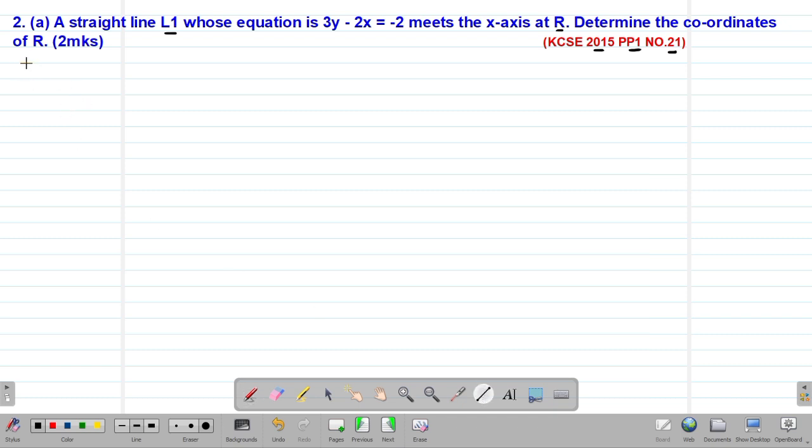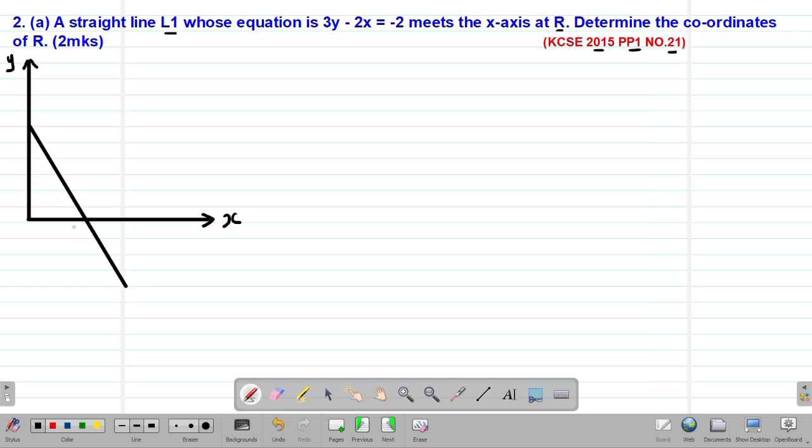So the first thing I'm going to do is to sketch the given information. Of course I'm having the y-axis and the x-axis, because I'm told that this particular line is cutting the x-axis at the point R. That simply means that the point R is representing what we call the x-intercept. So the straight line is intersecting the x-axis at the point R. This is what we are calling our point R, and this is the line that we are calling line L1.